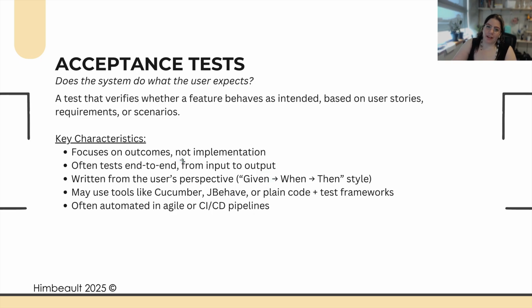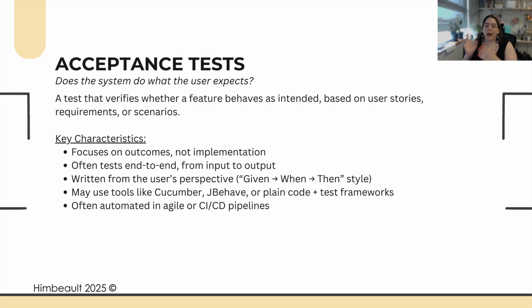Now for acceptance tests. An acceptance test is slightly different from an end-to-end or system test. It really depends on your definition and how people describe it to you. But with what we're going to work with, an acceptance test is basically us asking, does the system do what the user is expecting? A test that verifies whether a user behaves as intended based on the user stories from the beginning, right? The requirements and scenarios we set up. That is what an acceptance test is actually verifying.